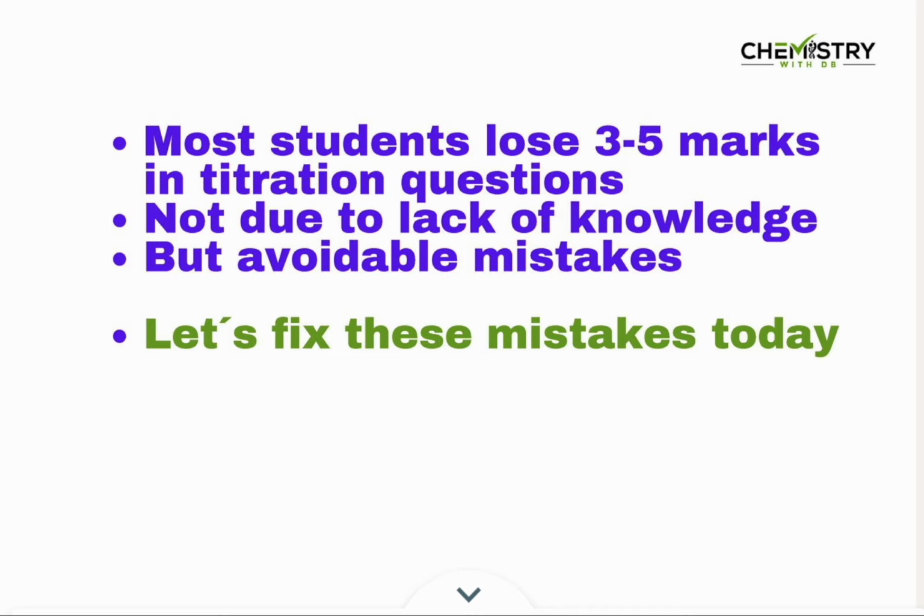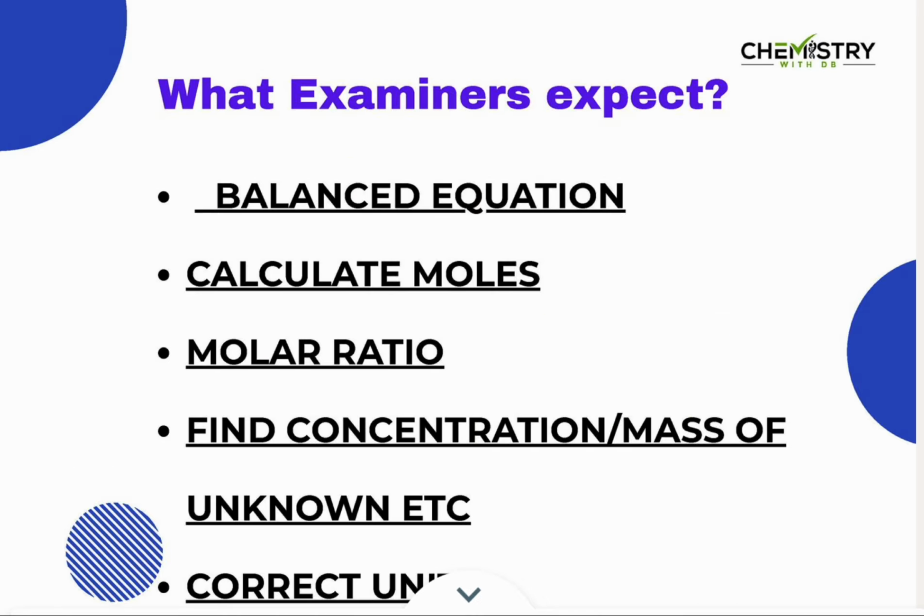So what examiners expect out of a titration question is that students write a balanced equation, then work out the moles from the given data. Then through the molar ratio, you find out whatever is the unknown, be it concentration or mass or Mr, and then apply the correct units for this.